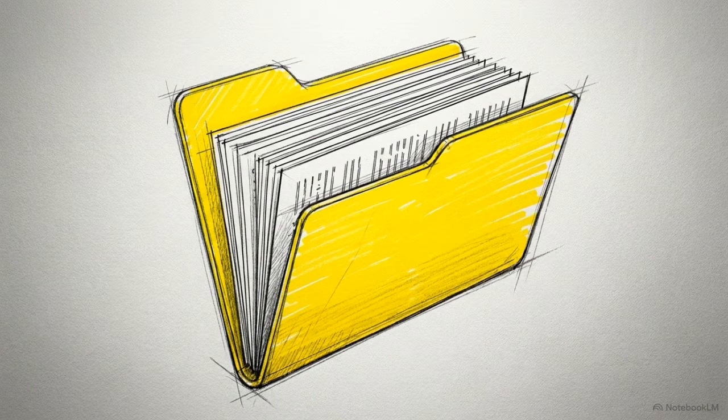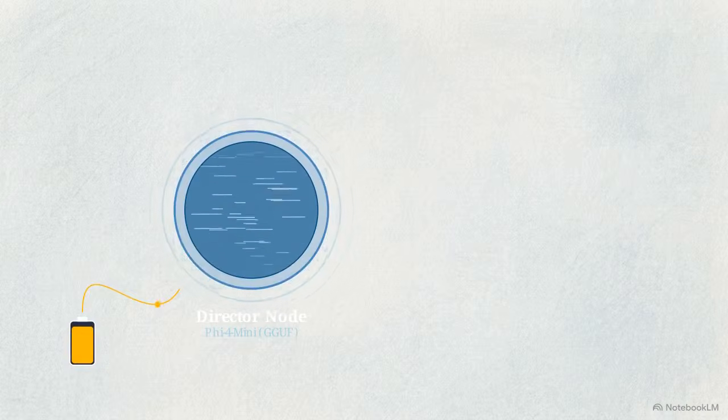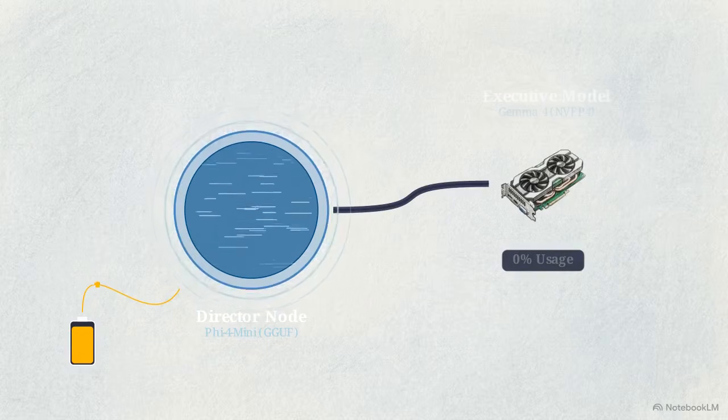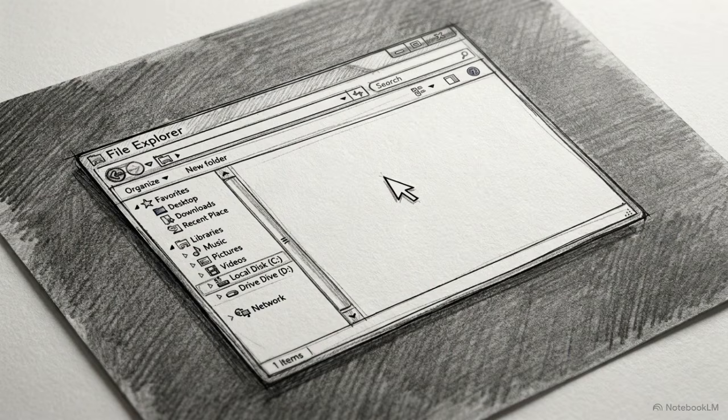Establishing this localized director model gives you a dedicated logic engine. You can loop through brainstorming ideas rapidly without drawing a single watt of processing power away from your heavy-duty generative model. Now we need to organize where these models save and retrieve their instructions.